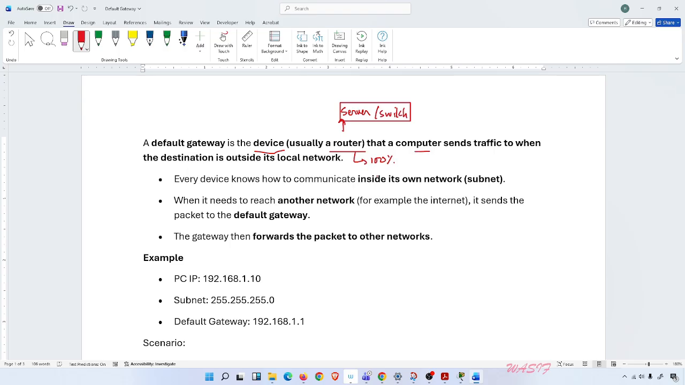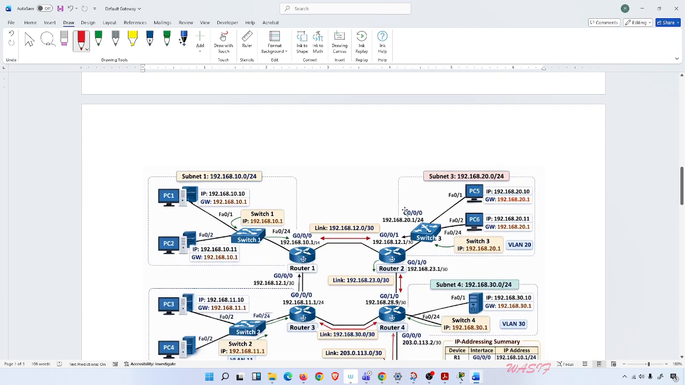Who needs the default gateway? A computer needs a default gateway. Is that clear? It sends traffic to the default gateway when the destination is outside the local network. Now look at here very carefully. This one and this one are in the same network. So if they are in the same network, the traffic will go like this. The traffic will never reach the router, okay? The only time traffic reaches the router is if you are sending it to a different network. If you are sending the traffic to the local network, then the traffic will never reach here.